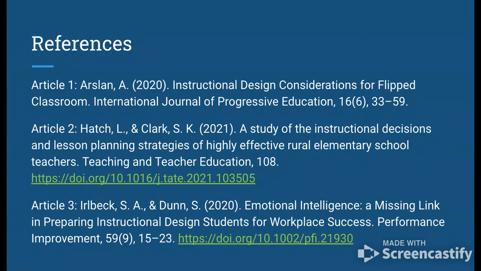Here are the 3 references from my articles if you would like to also further read into them.